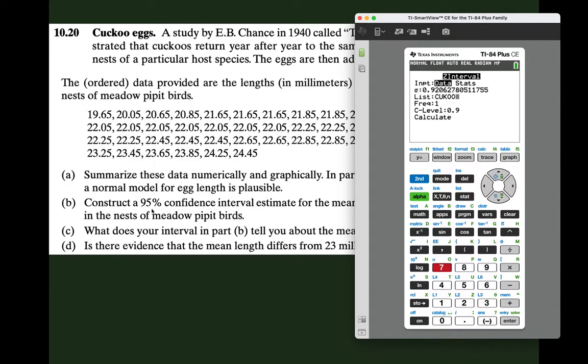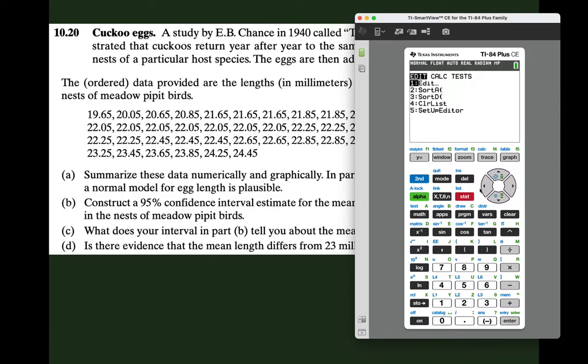Looking at the confidence interval, it's 95%, so I need to adjust that. The C-level, or confidence level, is 95%. And then we select Calculate. The calculator goes through all the computations and prints out the interval. So the Z interval here would say that we're estimating the true mean length of these eggs to be somewhere between 22.03 and 22.57 millimeters.